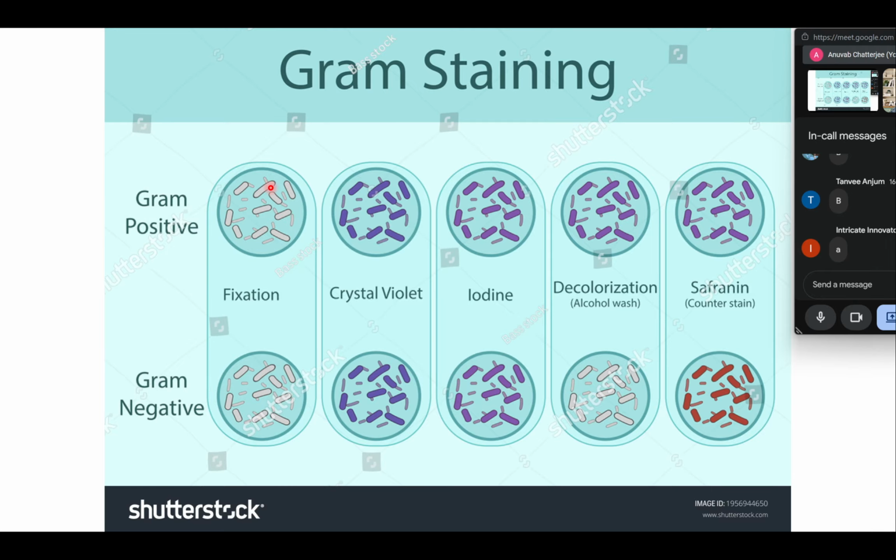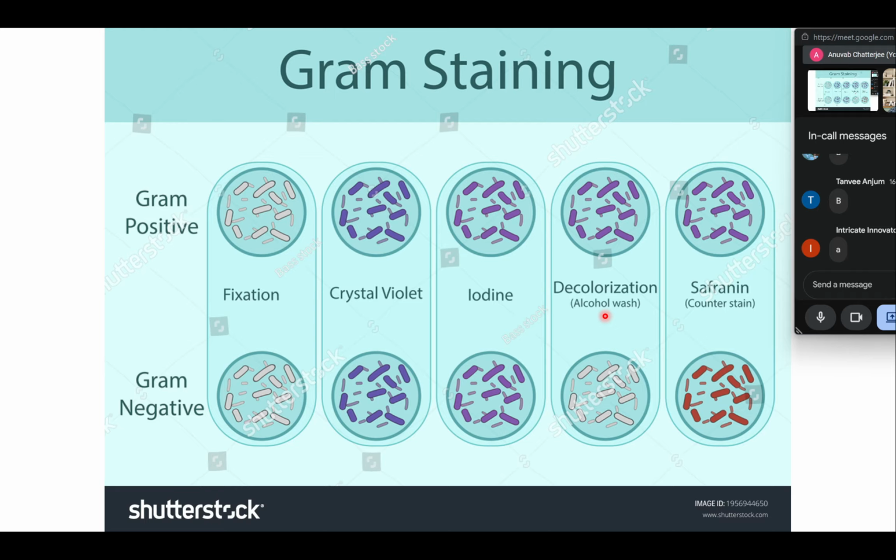So first we take our bacterial cells, we fix them on a plate, followed by our primary staining technique, which is known as primary stain, which is crystal violet, which colors all of the bacteria purple in nature. So you can see all of them have turned purple or violet. Then we put in iodine, which fixes the crystal violet into the cell wall as a huge complex, which is difficult to wash out. The next step is decolorization or alcohol wash.